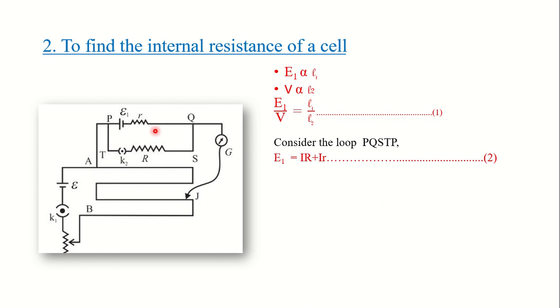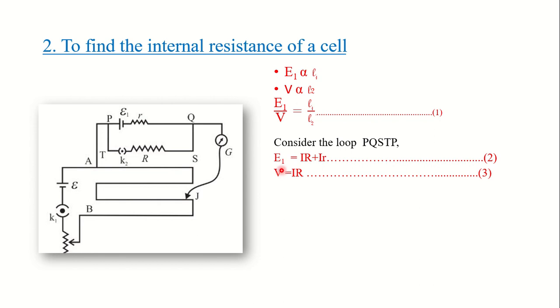Now considering the loop PQSTP and applying Kirchhoff's law to this loop, you will get E1 is equal to I, the current that is flowing through the circuit, into R plus I into r. This small r is the internal resistance of the cell. Now, what will be the potential difference? V is given by I into R according to Ohm's law.